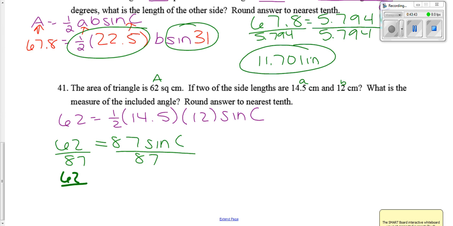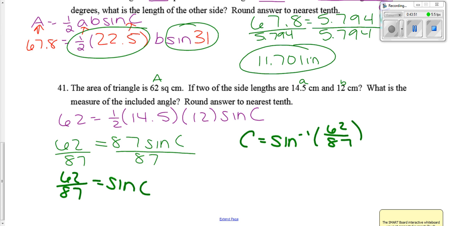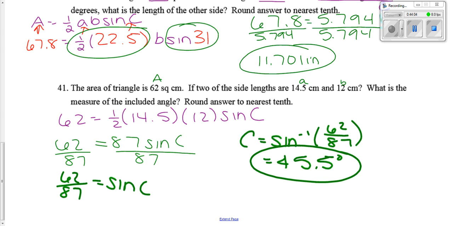So 62 over 87 equals the sine of C. So then C equals the sine inverse of 62 over 87, which is 45 point. Since it says to round to the nearest tenth, so 45.5.